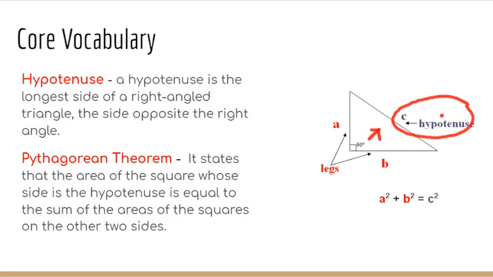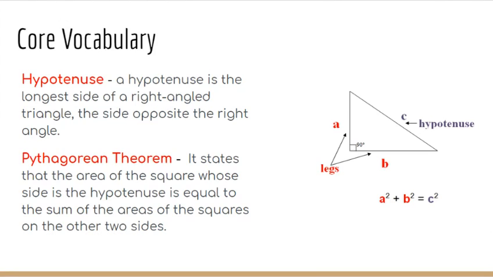Now, next is Pythagorean theorem. It states that the area of the square whose side is the hypotenuse is equal to the sum of the areas of the squares on the other two sides. So in this example here, if we square the length of c, that will be equivalent to the sum of the squares of the two legs. So this is now our formula for Pythagorean theorem.